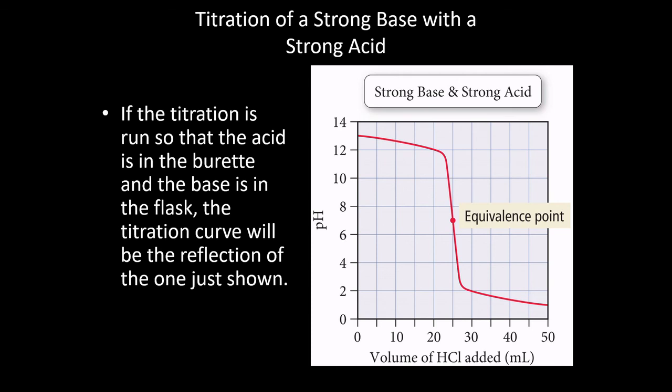So if we were doing the opposite, so if we started with a base and we titrated with an acid, just like what I attempted to draw earlier, we would just flip that. So we just get the mirror image of what we had before.